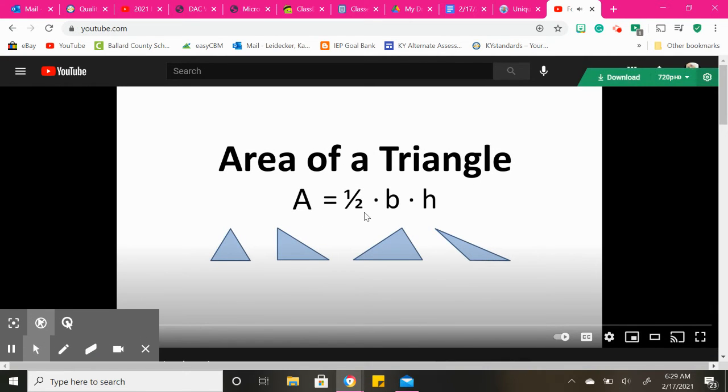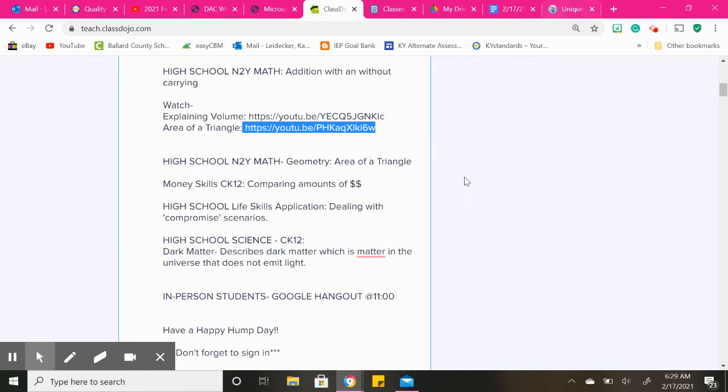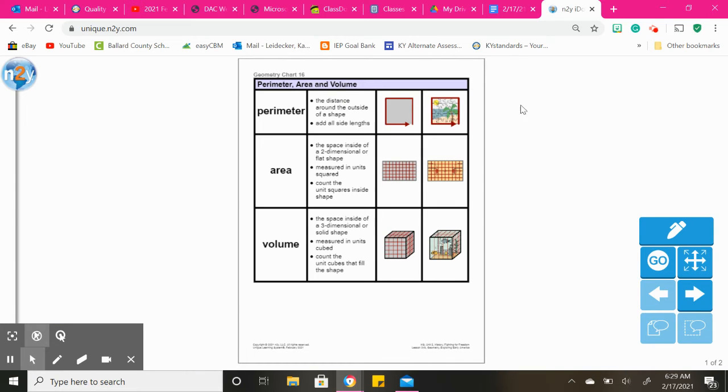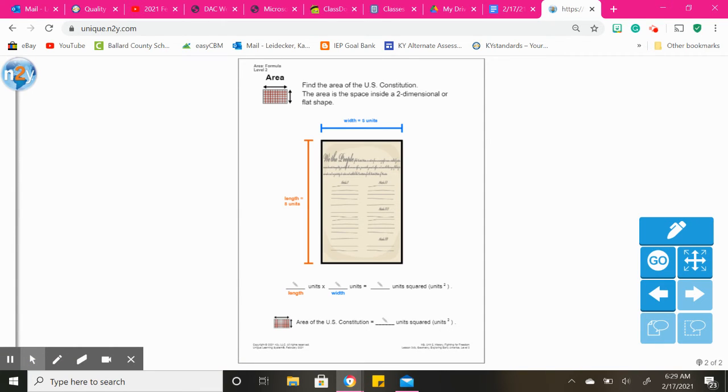Let's talk about the formula for finding the area of a triangle. These are two really good videos I want you to watch before doing your geometry boxes. Again, it just reviews perimeter and area, and then today is going to be volume. Finding the area, we've already known how to do this, so this is going to be review.